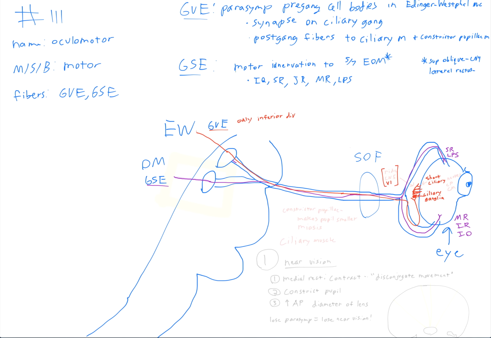Those postganglionics that leave the ciliary ganglia are going to ride the short ciliary nerves to get to their targets. Remember what their targets are. They are the constrictor pupillae and the ciliary muscle. So postganglionics are hopping on this branch of cranial nerve 5 to get to their target. Remember, they are not part of cranial nerve 5, right? They're just riding it to get to their target. So let's talk about those targets.